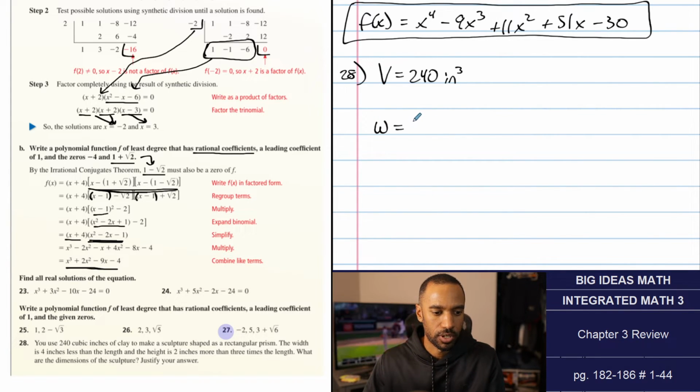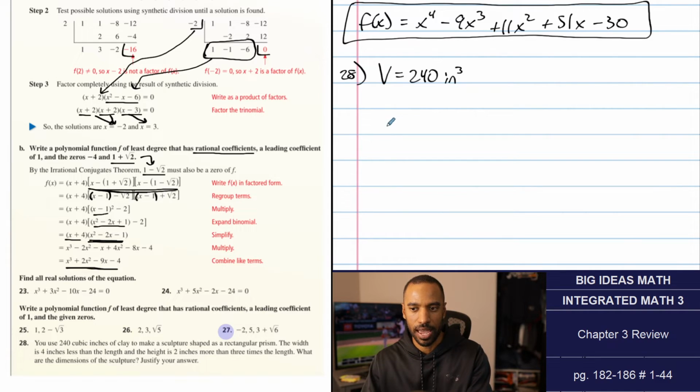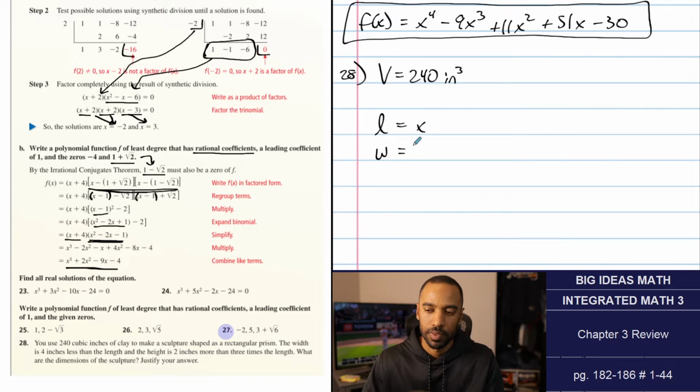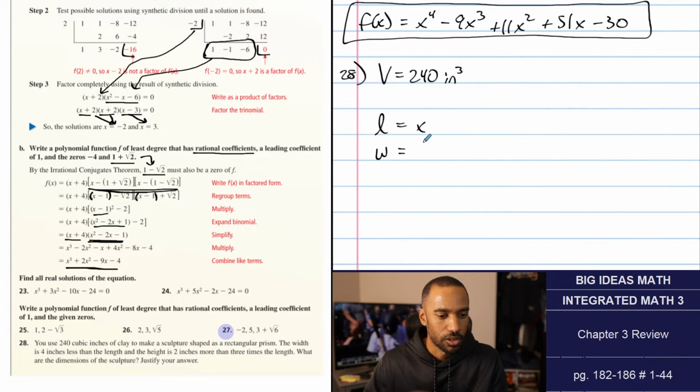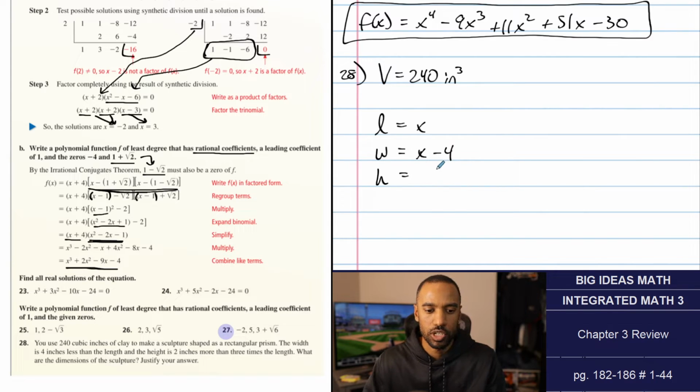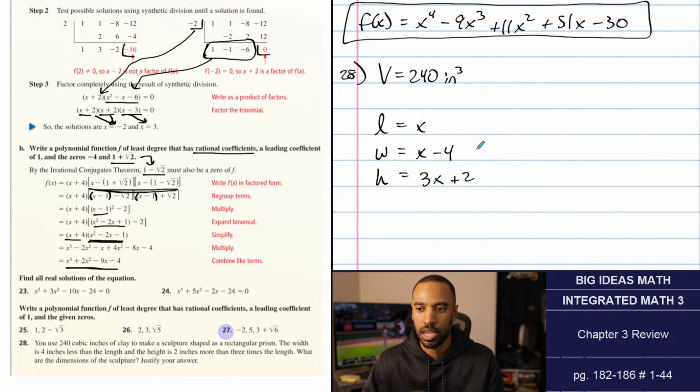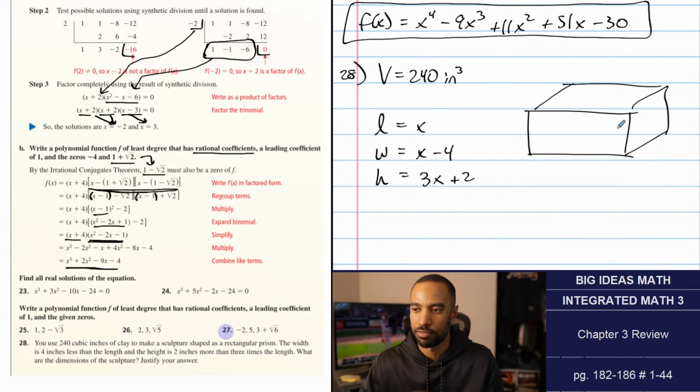Okay. So we have, let's just call the width x. Wait, the width is 4 inches less than the length. Let's call the length x. The width is 4 inches less than the length. So whatever the length is, take 4 away from it. The height is 2 inches more than 3 times the length. So here are our 3 expressions we can use for our rectangular prism box right here. Length, width, height.